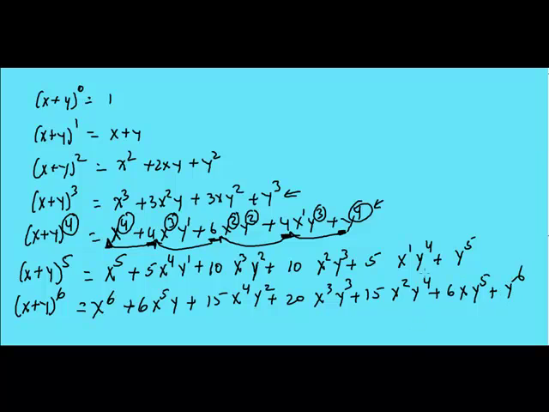This is known as Pascal's triangle. If you look at all the coefficients, it looks like this: 1, 1, 1, 1, 2, 1, 1, 3, 3, 1, 1, 4, 6, 4, 1, 1, 5, 10, 10, 5, 1, 1, 6, 15, 20, 15, 6, 1. Those are the coefficients. That is Pascal's triangle.